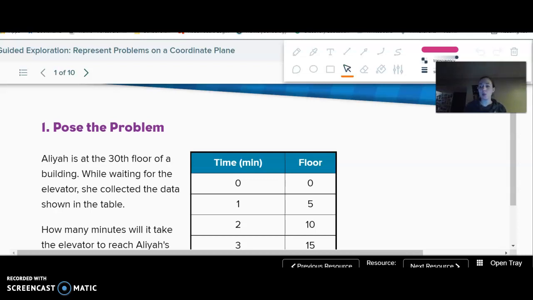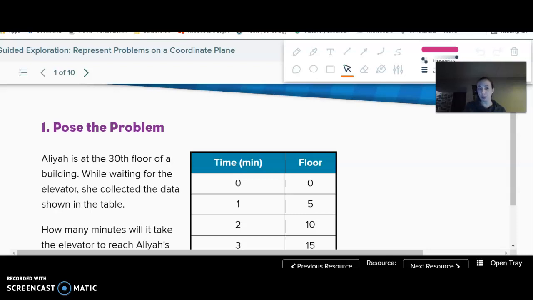12.8, represent problems on a coordinate plane. Now, in another unit, we'll have more about graphing and plotting ordered pairs and what all those words mean. The focus for this one is going to be in a real-world situation, interpreting line graphs and understanding what they mean.